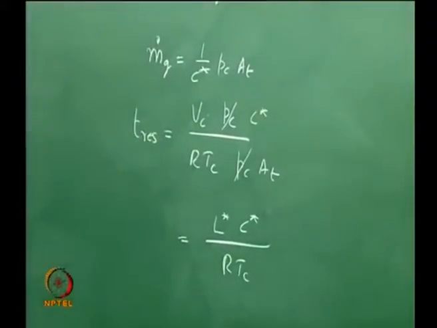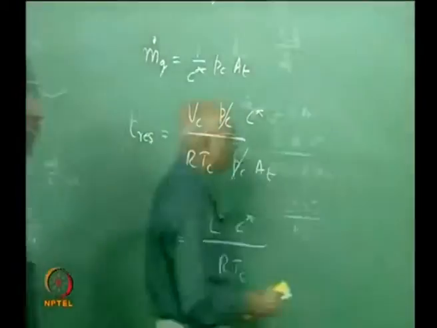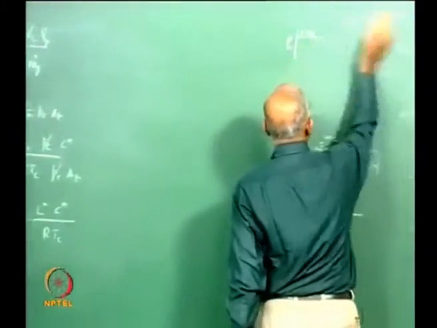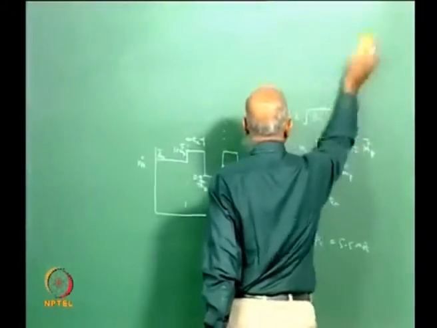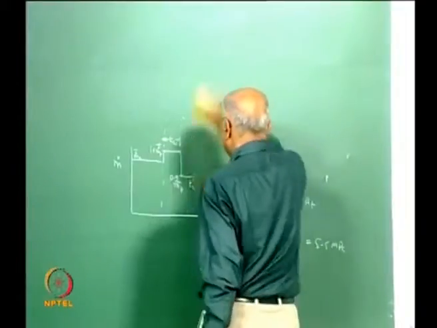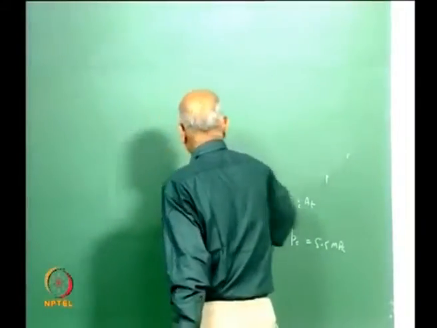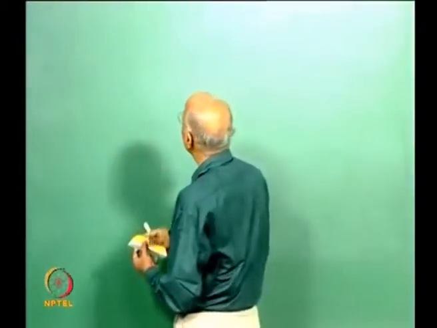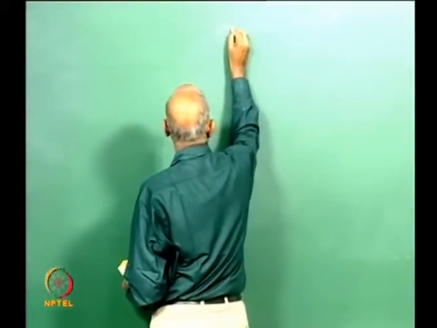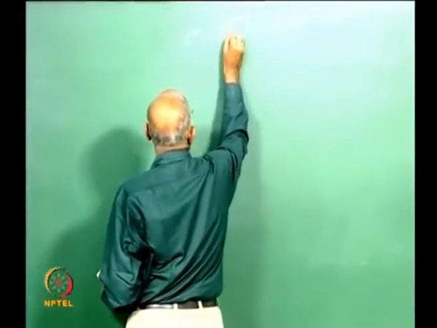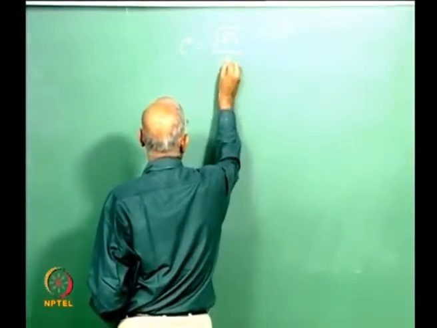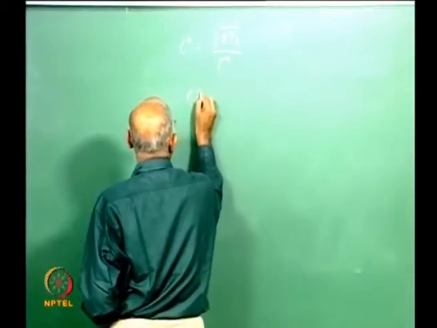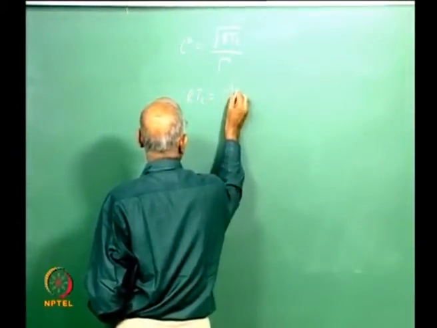And do you remember what RTC is equal to in terms of C star? We have done it earlier. We said C star is equal to, yes. Some of these things we must keep on our fingertips so that we can relate it. We said C star is equal to under root RTC by capital gamma. Therefore, we get RTC is equal to gamma square into C star square.